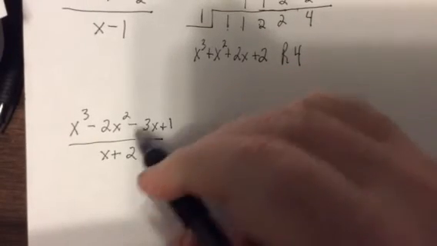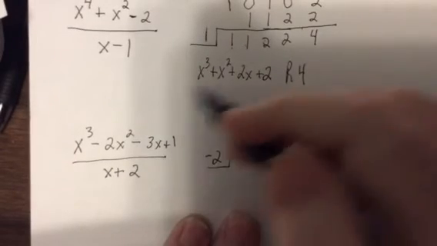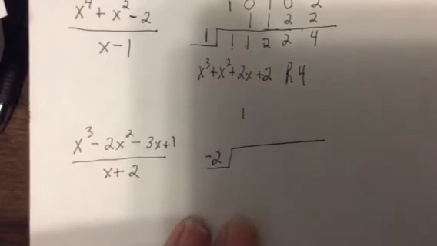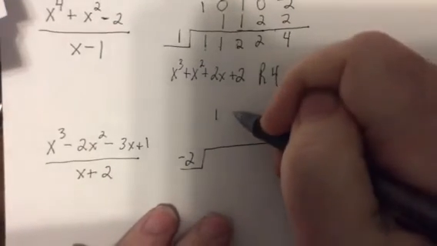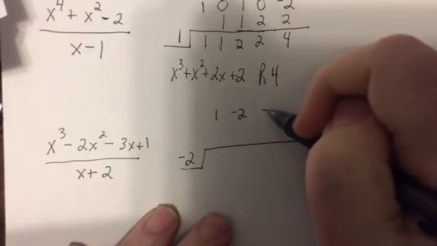So this is negative 2. So let's see, it'd be 1. In fact, you try this on your own. So negative 2, negative 3.